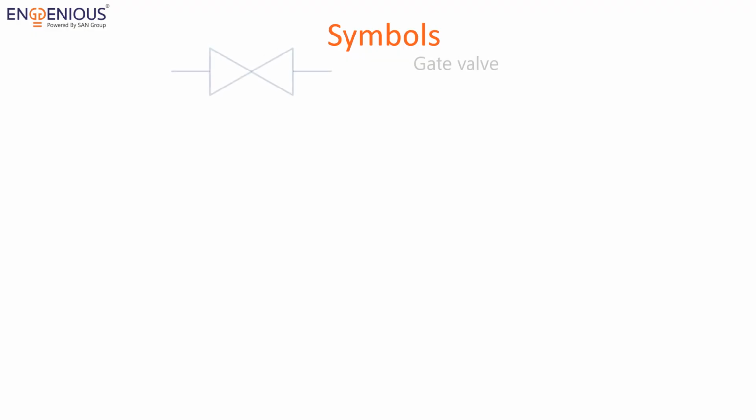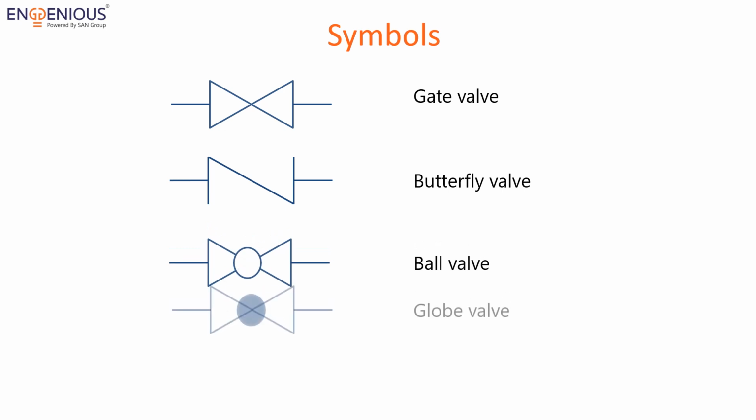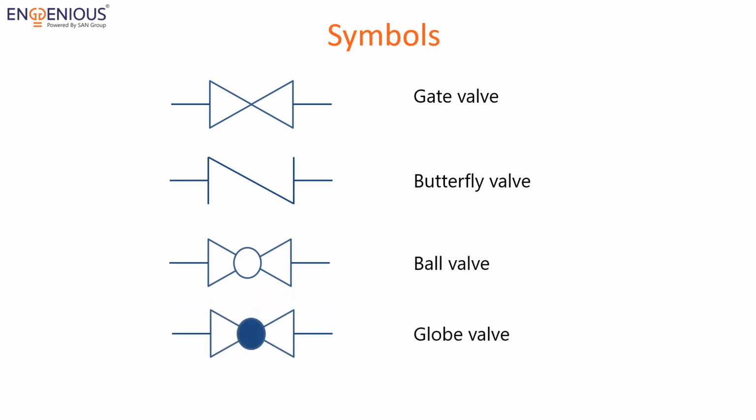These valves are represented by symbols that are in accordance with ANSI ISA 5.1 standards. It is an important practice to utilize the right type of symbols when drawing a piping and instrumentation diagram. Let us have a look at widely used valves and their symbols.